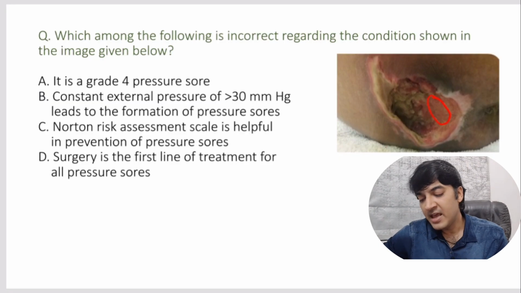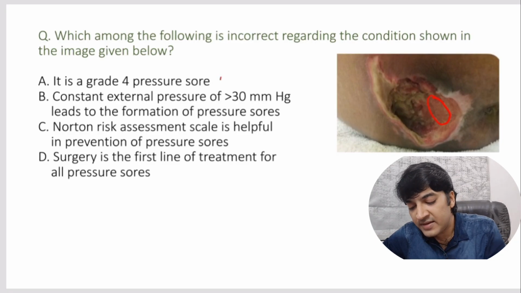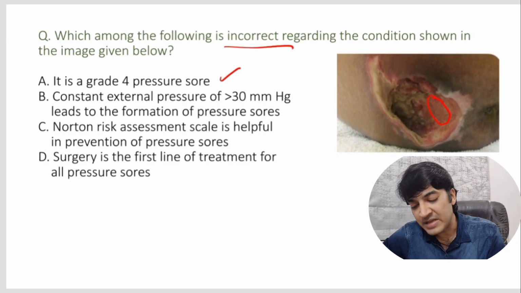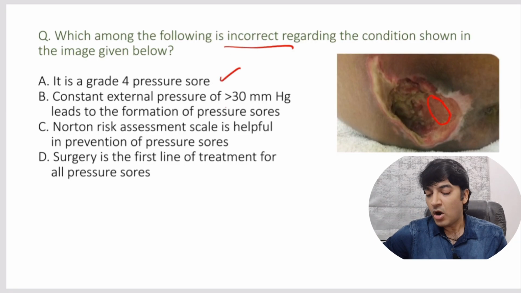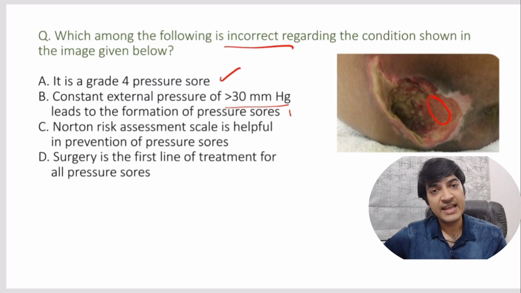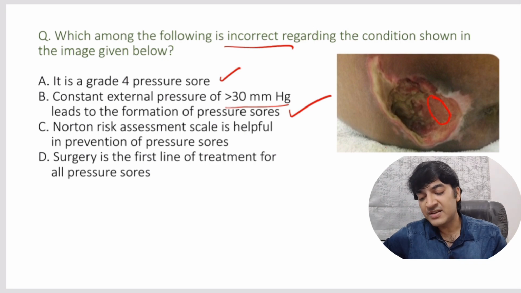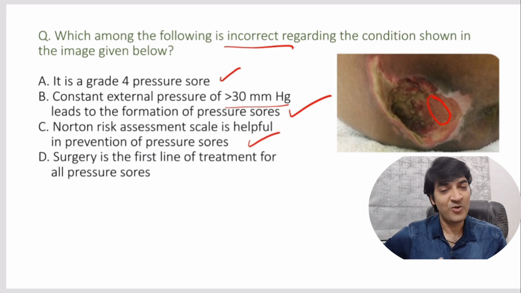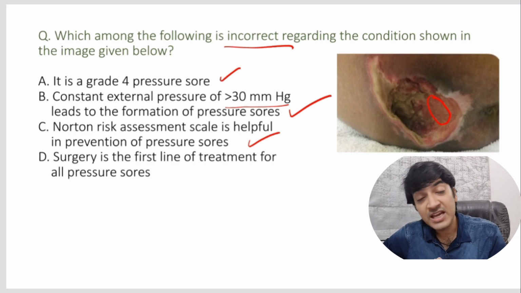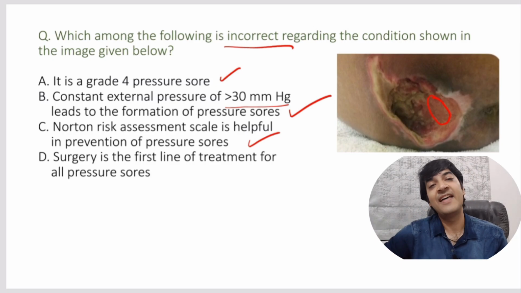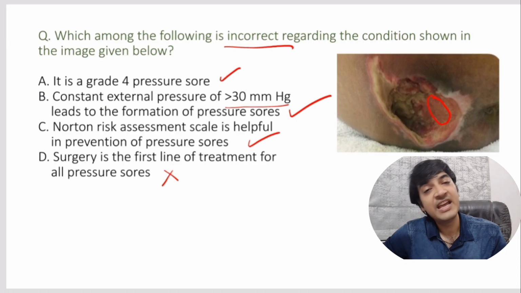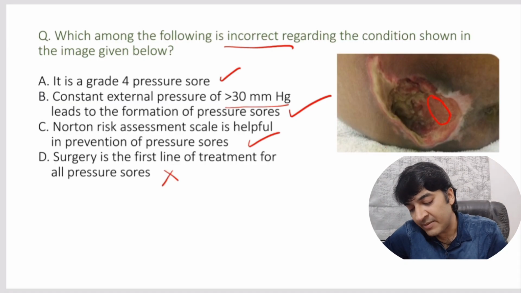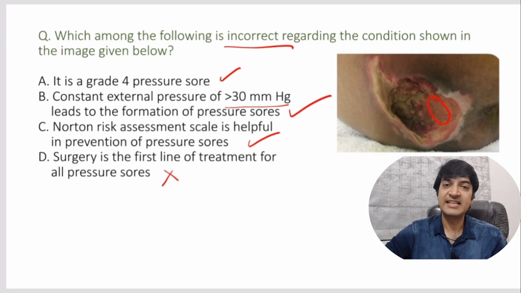Incorrect is what is asked. Constant external pressure of more than 30 millimeters of mercury leads to the formation of pressure sores, is absolutely true. We have just read that. Norton risk assessment scale is helpful in the prevention of pressure sore. That is true. We read 3 scales, Braden, Waterloo and Norton. Surgery is the first line treatment for all pressure sores. Is it? No. In grade 1 we do not do surgery, there is no need for debridement. Why? Because there is no skin loss. There is intact skin present, and that is what is important. Surgery is not the first line treatment. So that becomes your answer for such questions.